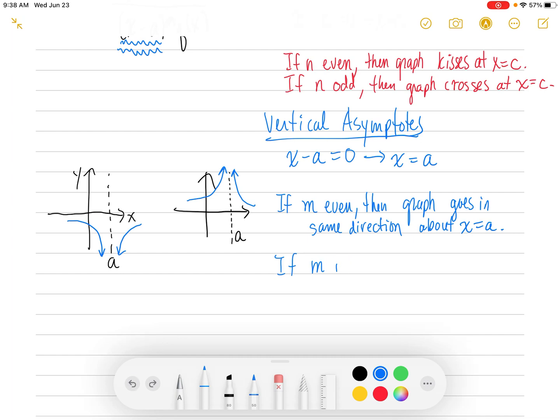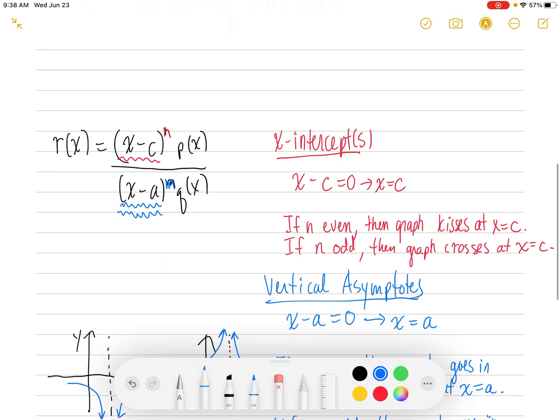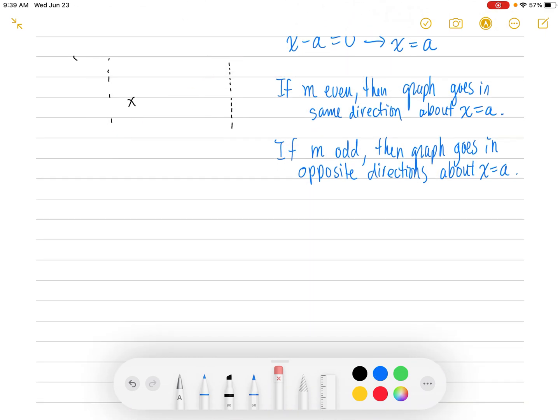Okay, what happens if the multiplicity is odd? Then the graph goes in opposite directions about the vertical asymptote. Or you can say on opposing sides of the vertical asymptote. That's actually the way I wrote it in the statement. On opposing sides of the vertical asymptote.